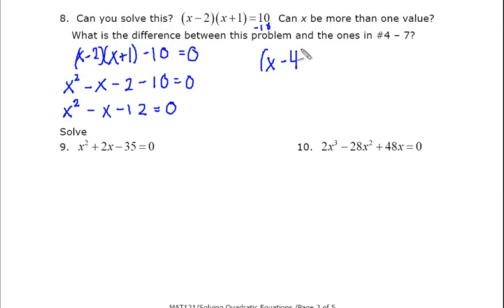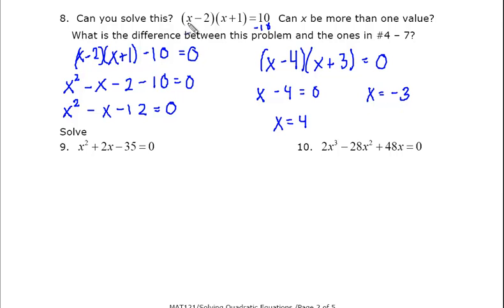So we get x minus 4 and x plus 3. Is that what you got? Equals 0. Now we have two things being multiplied to give us 0. We can set each one equal to 0 and solve. So x would equal 4 and x would equal negative 3.